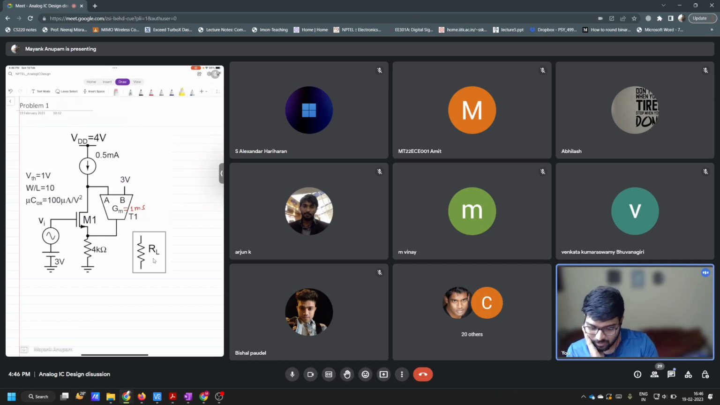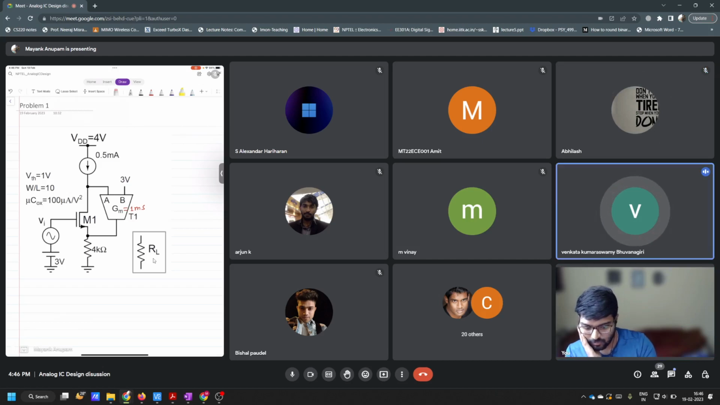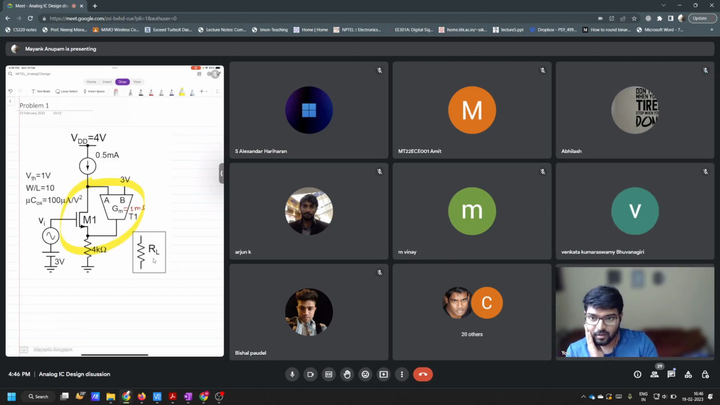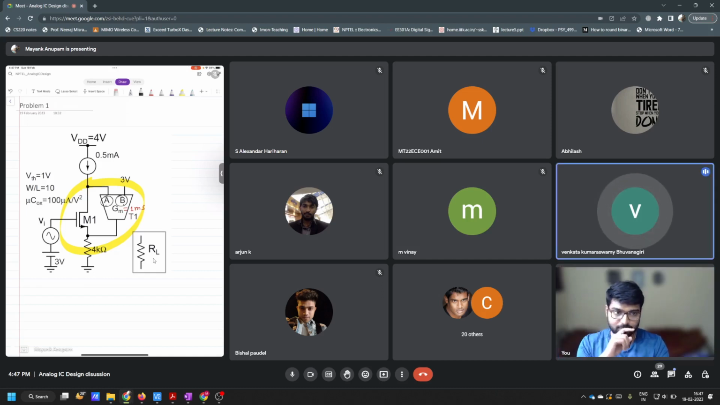Where is the feedback in this system? From drain to source. Correct. This guy here, right? Fine. Now, can someone tell me what should be the signs on A and B? Which of these two should be the plus terminal and which should be the minus terminal for negative feedback? B should be plus, A should be minus, sir.